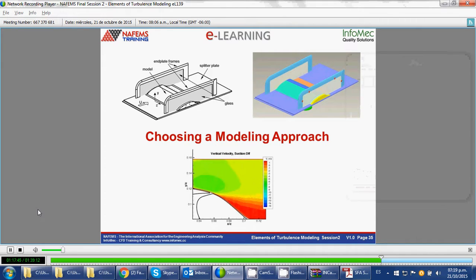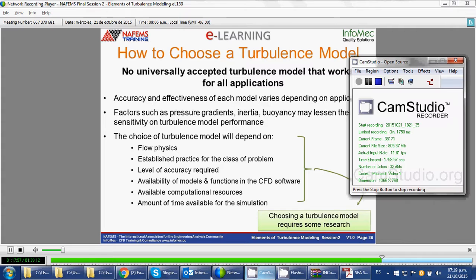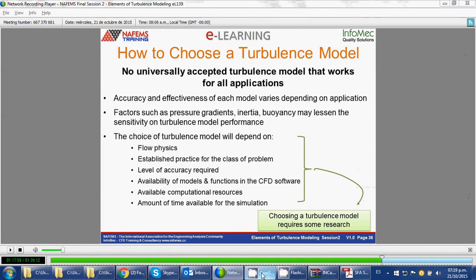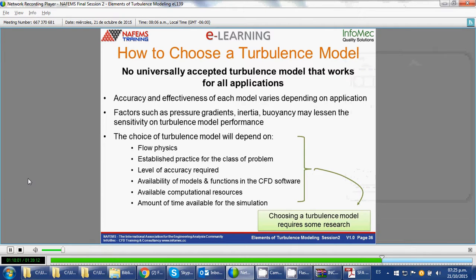How do I go about choosing a model? Which is a very, very difficult question. And I don't know if I have the answer for you, but at least I could maybe help a little bit in this respect. So let's just say there is no one method that works for all kinds of flow applications. We know that. That's why there are so many different methods. And each one of them has certain accuracy and effectiveness, depending on your application.